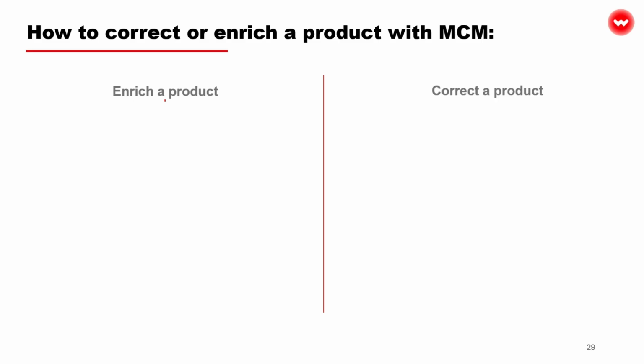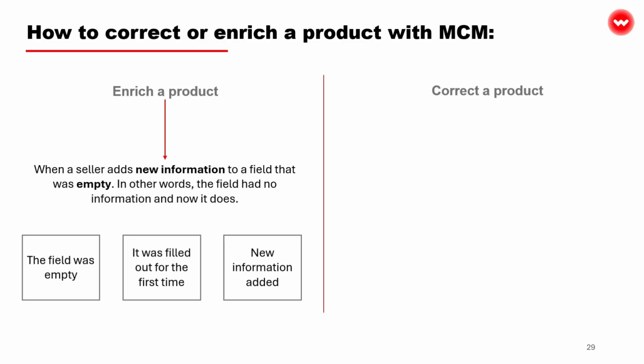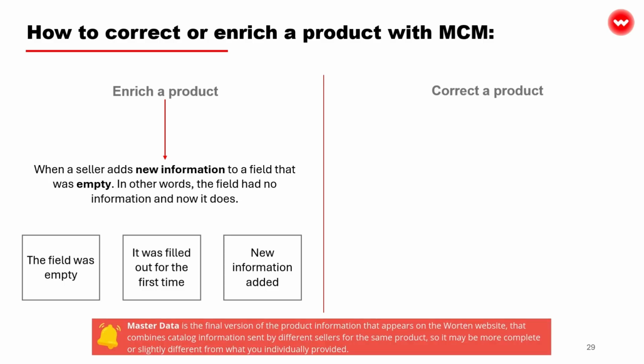Before moving on to examples, let's better understand the difference between product enrichment and corrections. Enriching a product is when a seller adds new information to a field that was empty. In other words, the field had no information and now it does. This means that the seller imports their information, and since the field is empty, the information goes to the master data, because there was no owner for that field yet.